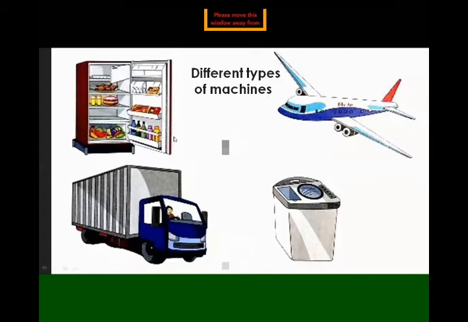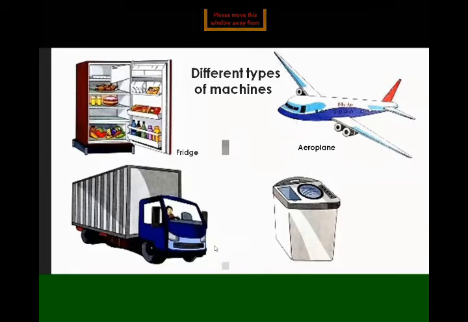What is the first one? This is a fridge. What is it used for? It is used to keep our things cool and safe. What is the other one? It is an aeroplane. And what is it used for? It is used to move from one country or city to another. We travel in it from one city to another city.